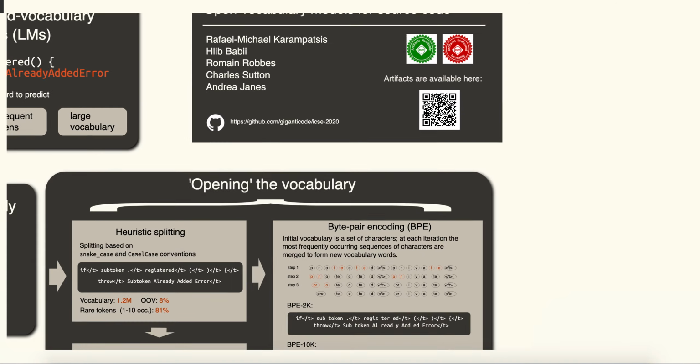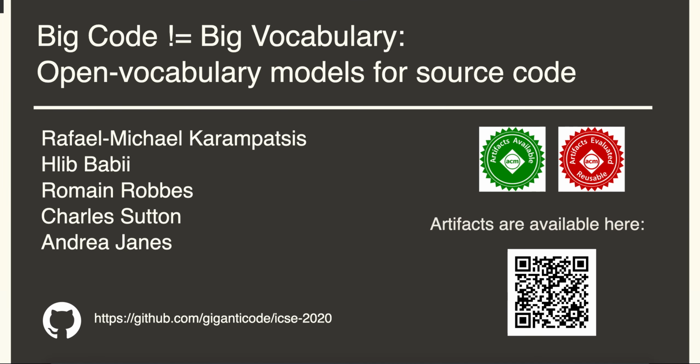Inspired by this, we built a neural language model for source code which can scale to large training corpora and outperforms corresponding closed vocabulary models.